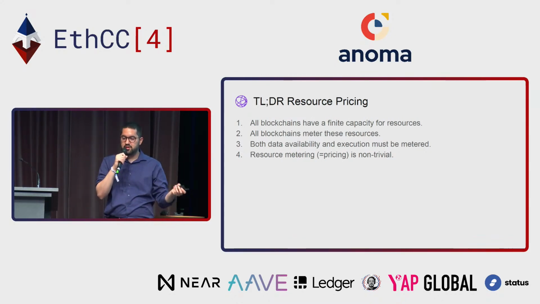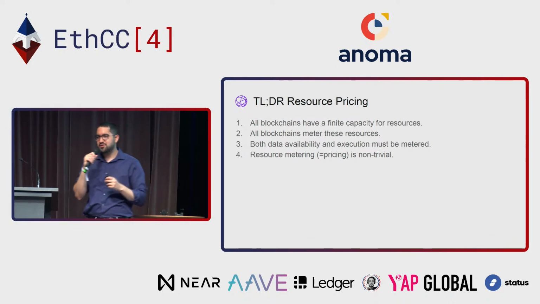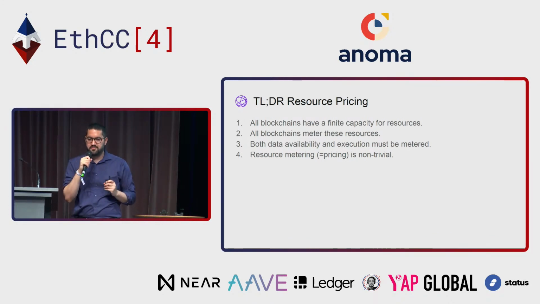And both data availability and execution must be metered. You can't have a rollup and just only meter the data availability part. You can't do that, right? That's not decentralized. It's not secure. You need to meter both of them.